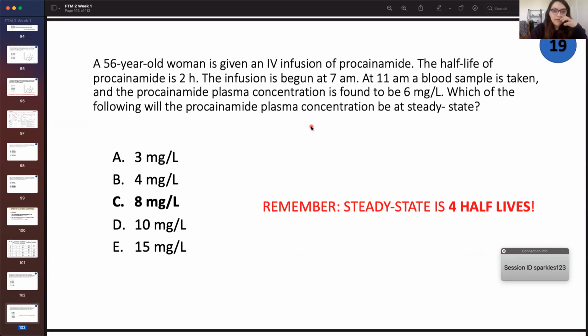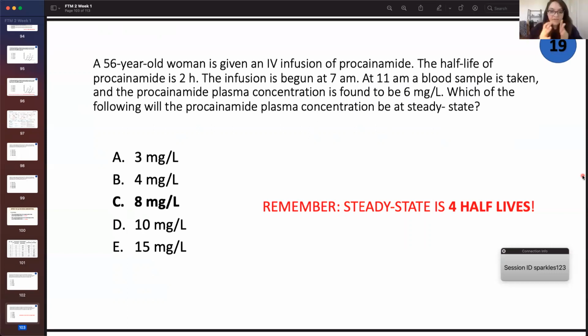So every 2 hours, you are either increasing or decreasing by half, depending on what you're asking specifically about the half-life. When it's telling you the infusion began at 7 a.m. and then at 11 a.m., that's when we took the blood sample, then you want to calculate the time between that. So you have 4 hours, and 2 of those are 1 half-life. So we're looking at 2 half-lives. In 2 half-lives, can someone tell me what is the percentage of drug that we're looking at? 75, exactly.